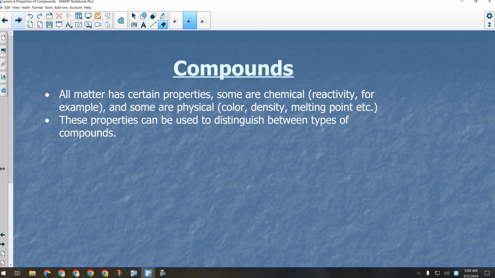Oh, I know one we missed. Solubility. Super important when we're going to use it in the lab, but we missed solubility, the ability to dissolve in water. That's a physical property as well. So some of the physical properties we listed, a whole bunch: color, density, melting point, etc. They can be used to distinguish between different types of compounds, not just compound A and compound B, but this one's ionic because of this, and this one's molecular because of this. There are quite a few differences in physical properties and behavior.